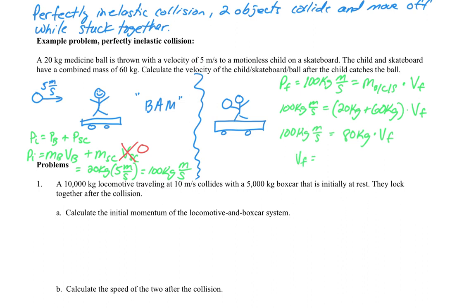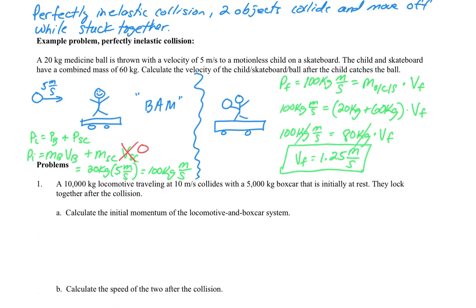So the final velocity, here you might need your calculator. So here we're going to get 100 divided by 80. You could throw that in your calculator. It's 1.25. The kilograms are going to cancel with the kilograms, and we're going to end up with meters per second, which makes sense, right?